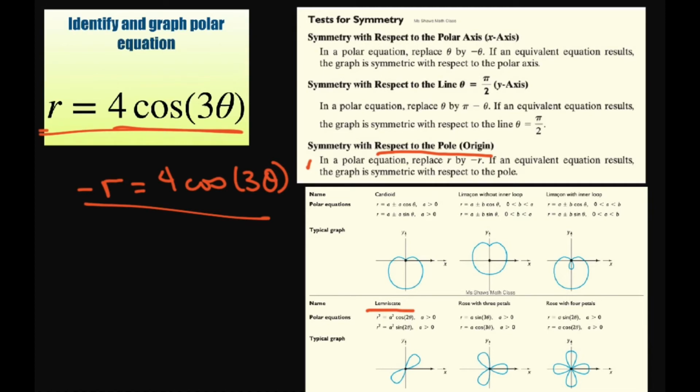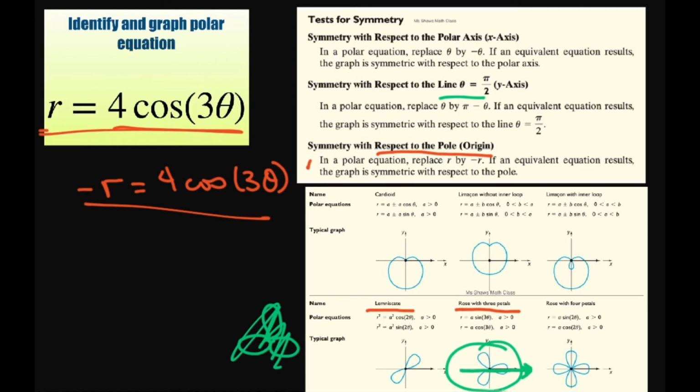Okay, so here's the form we have. We have this form here, rose with 3 petals. And I think since we are symmetric to the polar axis, ours is going to look a lot like this one. If it was symmetric to the line, it would look more like this. It would be something like that. But it's not, so it's not that one. So let's see what we have.